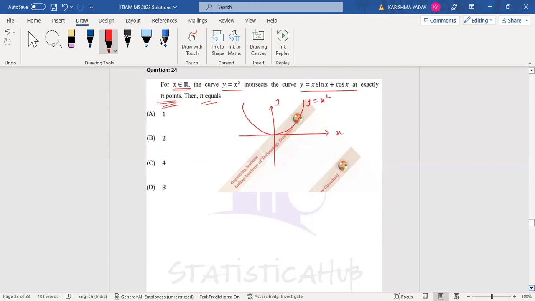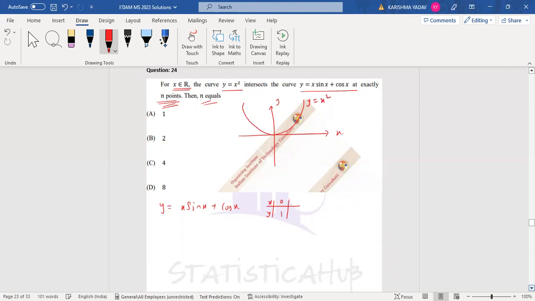Now if I want to find out the y equals x sin x plus cos x curve, what will that be? I didn't know actually the graph of this one, so let's just put the values in this one and we'll see what that curve will be. This is the corresponding equation. If I put x equals 0, then my y would be 0 plus cos 0, and cos 0 is 1, right? So my y would be 1.